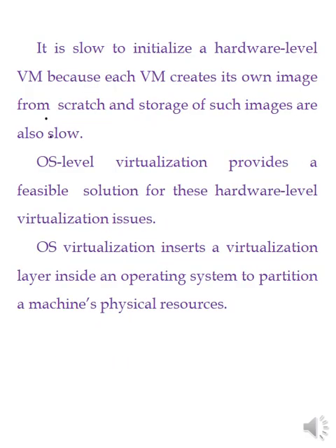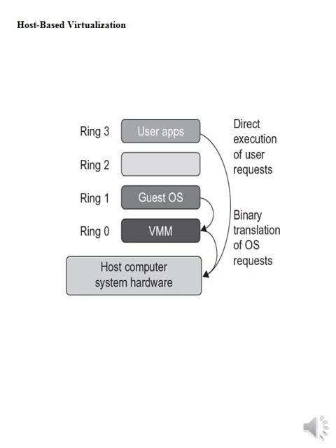Next, it is slow to initialize the hardware, because the VM creates its own image from scratch and storage of such images is slow. So it inserts a virtualization layer inside the operating system to partition machines. Then we can have host-based virtualization. On the host computer, you can have the hypervisor or virtual machine monitor. Ring 1 will do the binary translation of the OS request by using hypercalls. Direct execution of the user request will be done on ring 3.